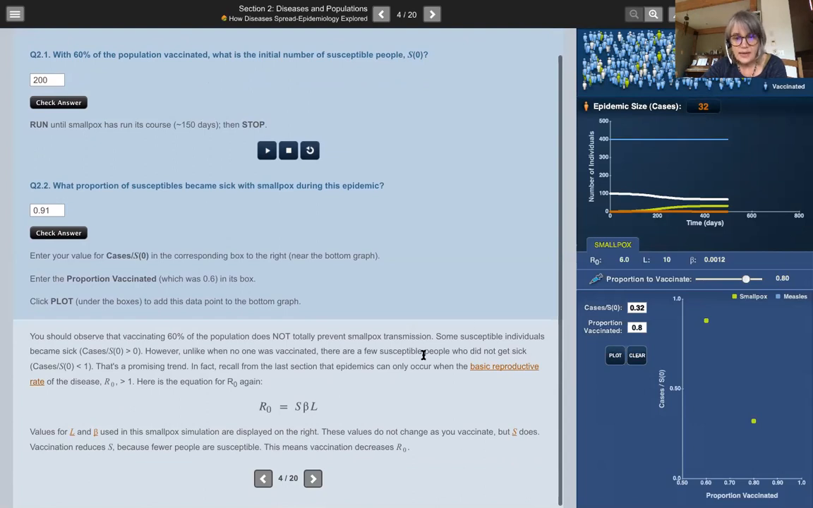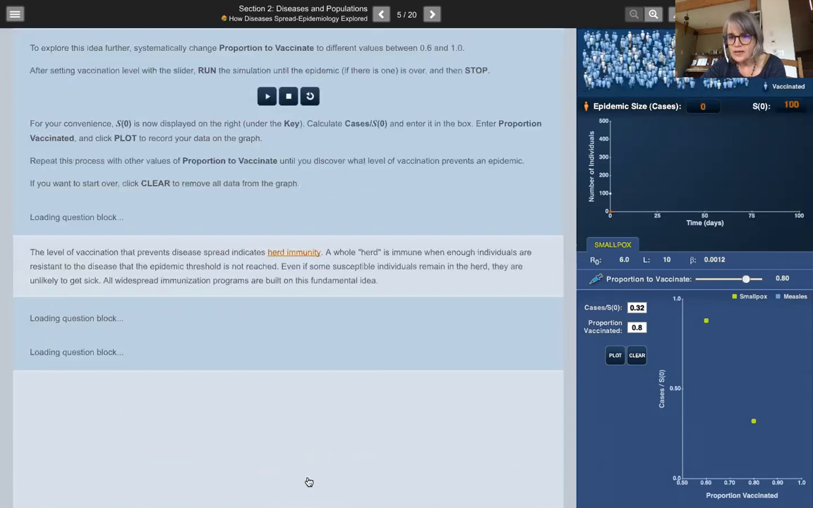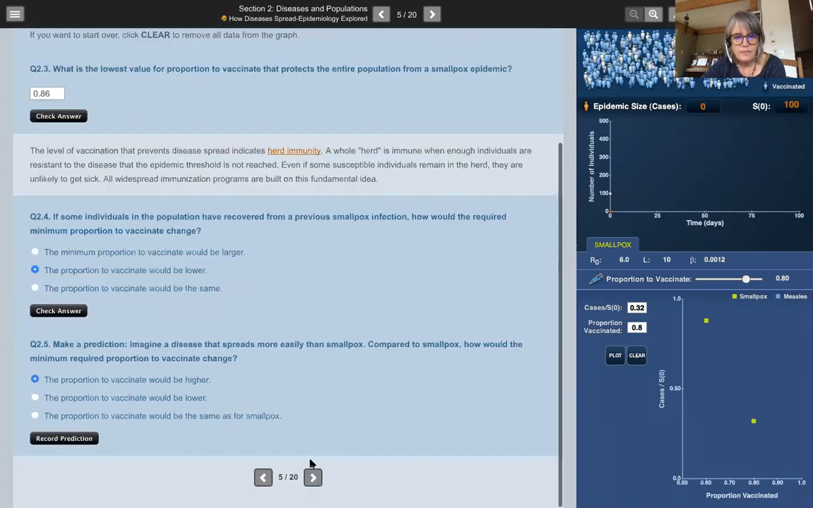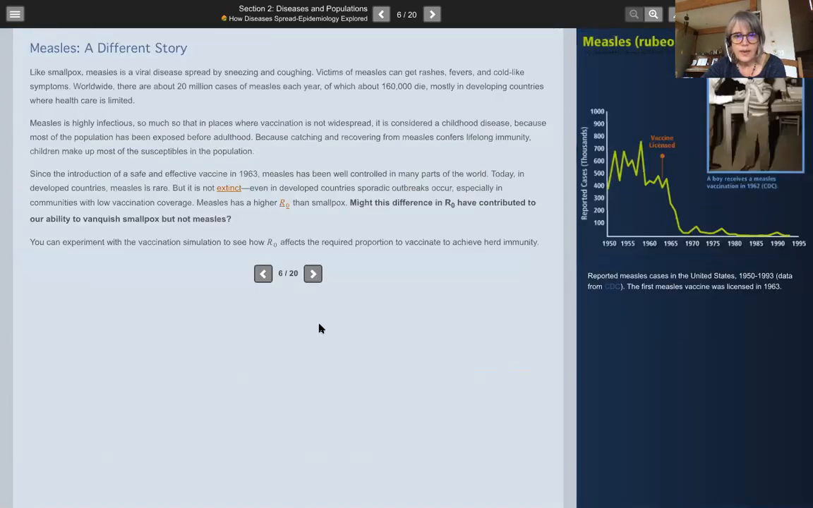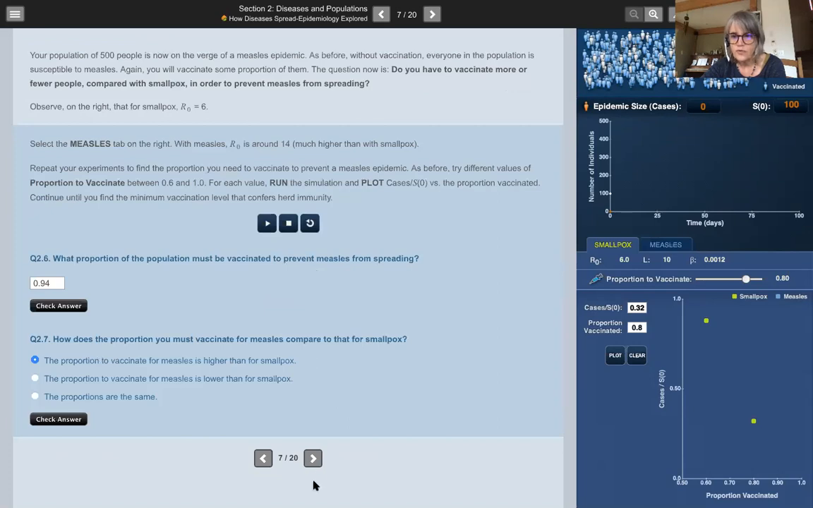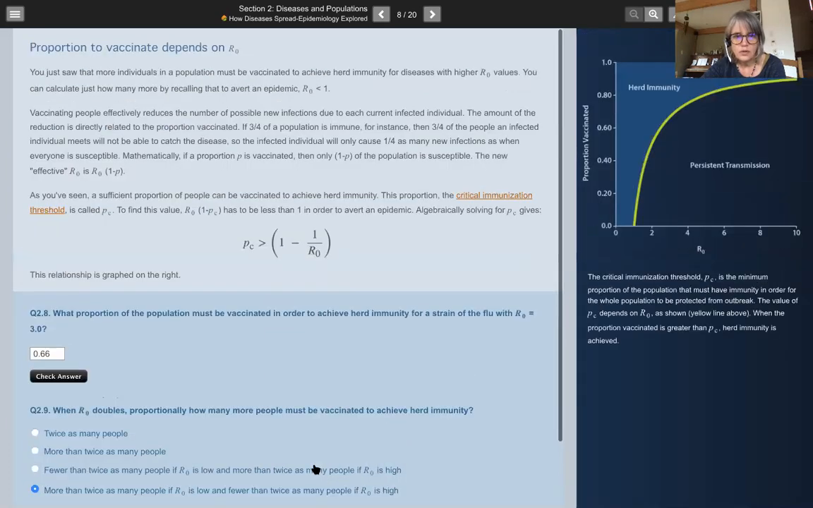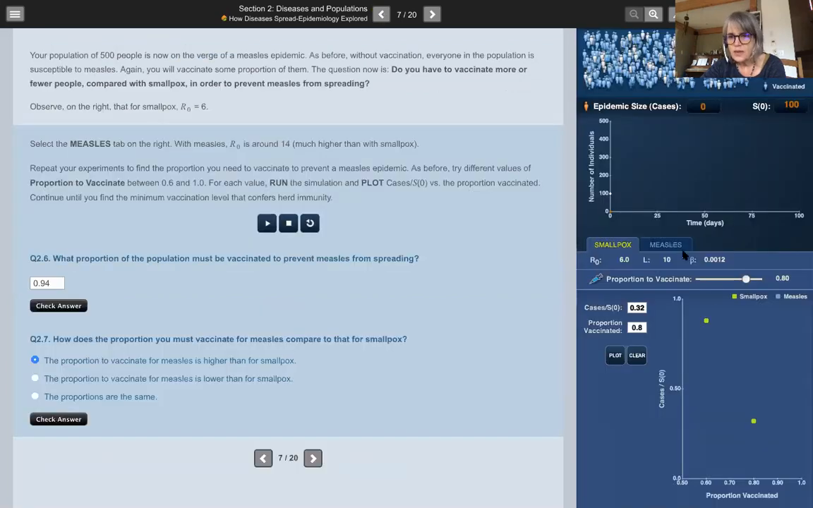Okay, that is for smallpox, so then I can go and answer the questions about measles. I need to fast forward here for a few. I can do the exact same thing with measles. Notice that I'm on smallpox, and if I click over here, then I'm on measles. I could say that my proportion vaccinated is 80% and then run that for measles.